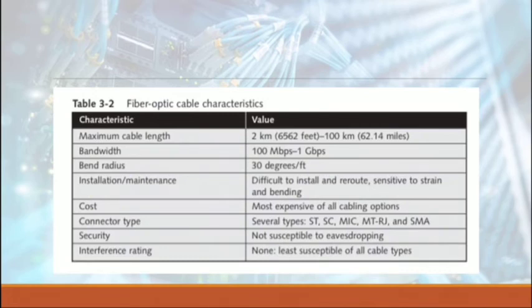Installation or maintenance: difficult to install and reroute. It is sensitive to strain and bending. Cost: most expensive of all cabling options. Connector type: there are several types like ST connector, SC connector, MIC connector, MTRJ connector, and SMA connector. Security: not susceptible to eavesdropping. Interference rating: none. It is the least susceptible of all cable types.